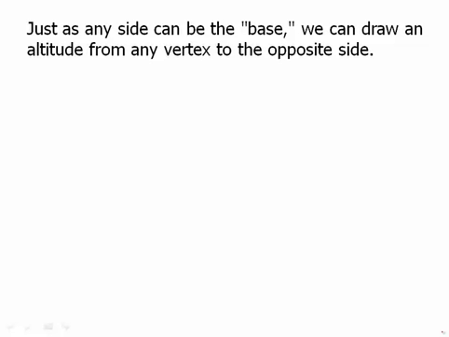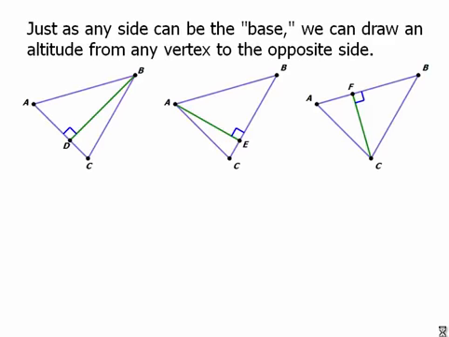So just as any side can be the base, we can draw an altitude from any vertex to the opposite side. So here's a triangle with the three altitudes drawn. Notice each one has a different length, so there's three different heights, and that's not a problem. Each height is paired uniquely with a particular base. So in the first one, we draw the altitude from B. We draw it to base AC. So whatever side the altitude is hitting, that's what we're going to use as our base paired with that height. So one way to calculate the area would be 1/2 the length of base AC times altitude BD.